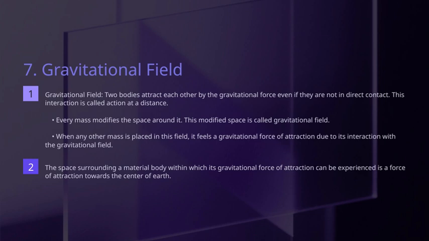without any direct contact. So, to sum up, the gravitational field is the region around a mass where its gravitational pull can be felt, and this interaction occurs even without direct contact, highlighting the unique nature of gravitational forces in our universe.